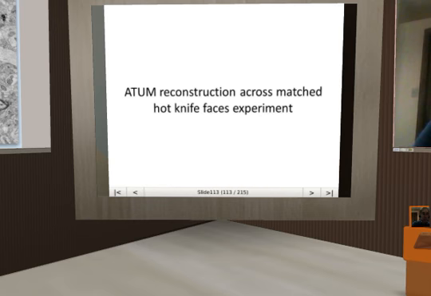Let me see if I got a question here. Yes, I think what you might be seeing is a little contamination from the oil. Absolutely true. As a final test, I did an atom reconstruction across the matched hot knife faces.